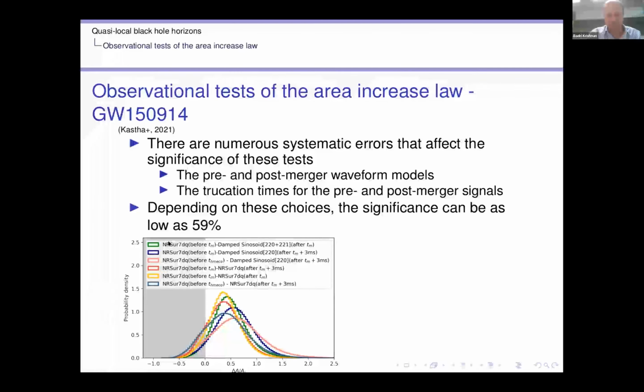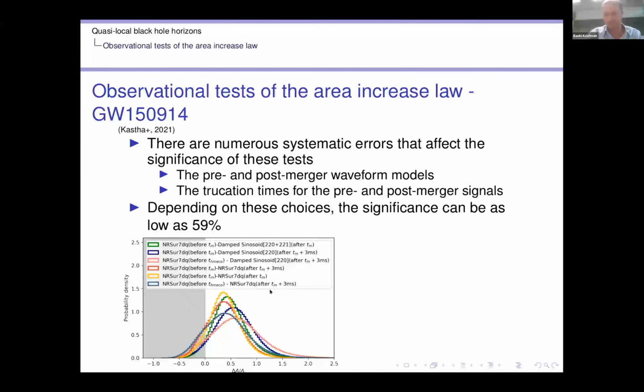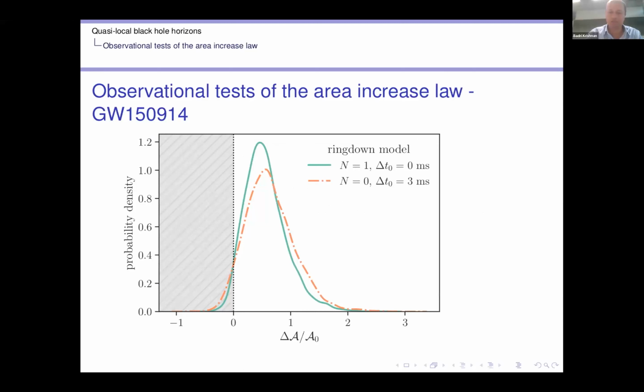So these are some examples of such effects. What I'm showing here are a bunch of results with the same inspiral models, but at different truncation times and different models for the ring down, in fact with different combinations of these damped sinusoids. For various of these cases, the significance can go down quite a bit, even as low as about 60%. So take the significance of this perhaps with a little grain of salt.